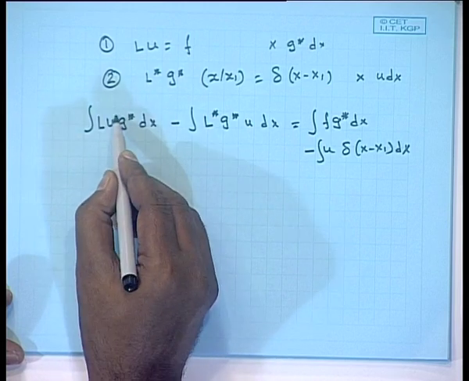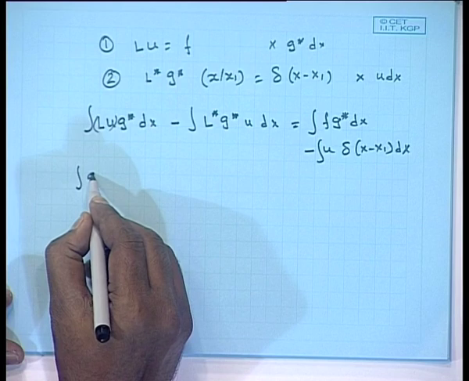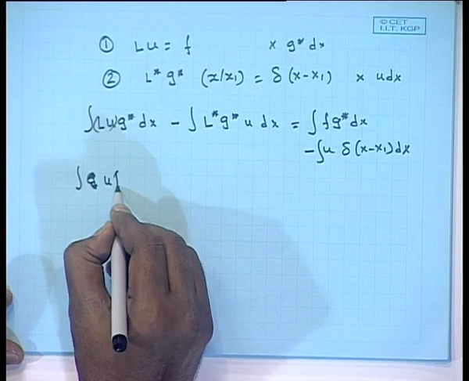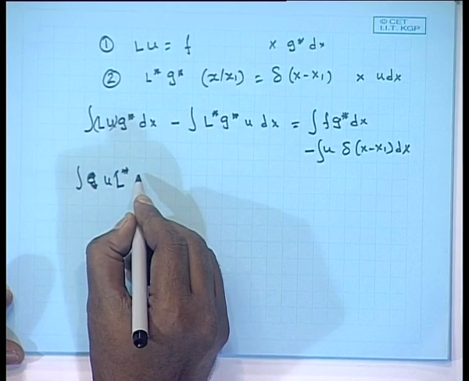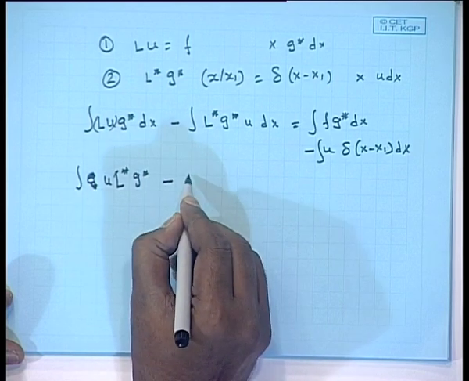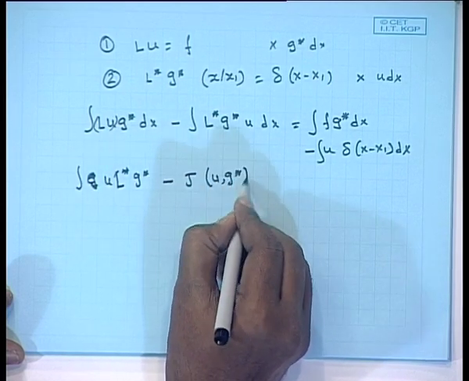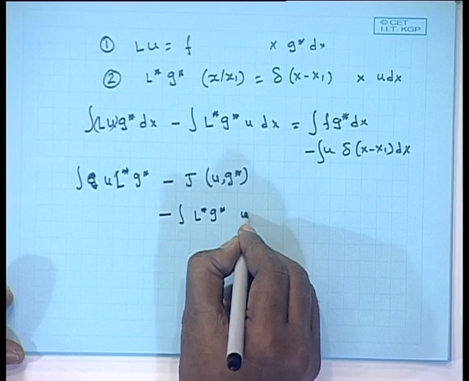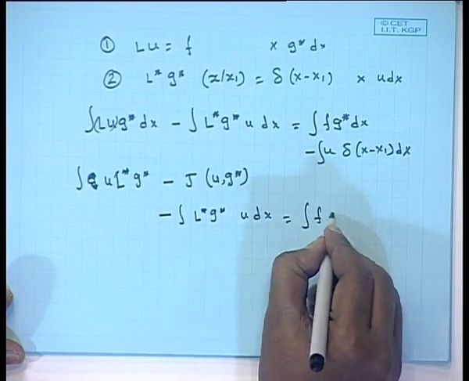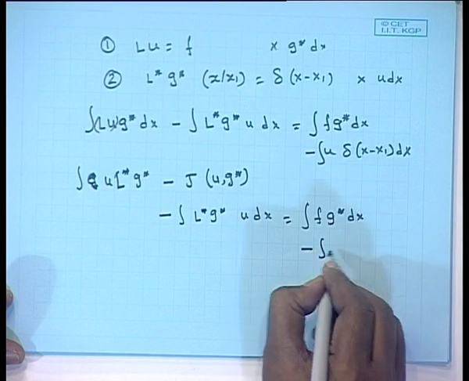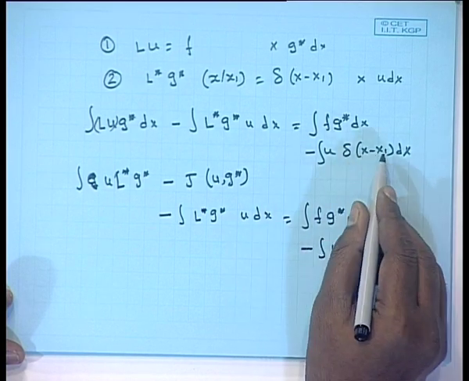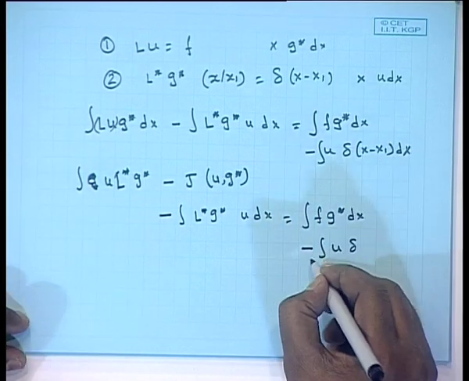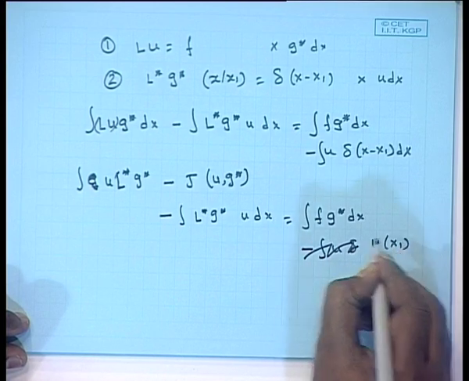Now, these can be written as u L star g star minus j of u and g star, minus L star g star u dx is equal to f g star dx minus the integral of u delta x minus x1 dx. The integral of that will give the value of u as a function of x1 only. So, this integral can be written as u as a function of x1 with a negative sign.